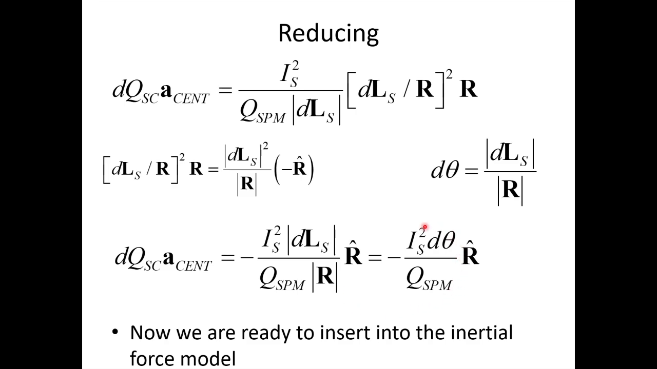Now, this here, we have two forms. This is the general form here. We're going to talk about more of this later. This is the form, basically, if you have a circle. I'm carrying this along, but we really don't need this. This is a general form that will work for any arbitrary path of wire, where this is specific to a circle right here. So now we're ready to insert this into the inertial force model.